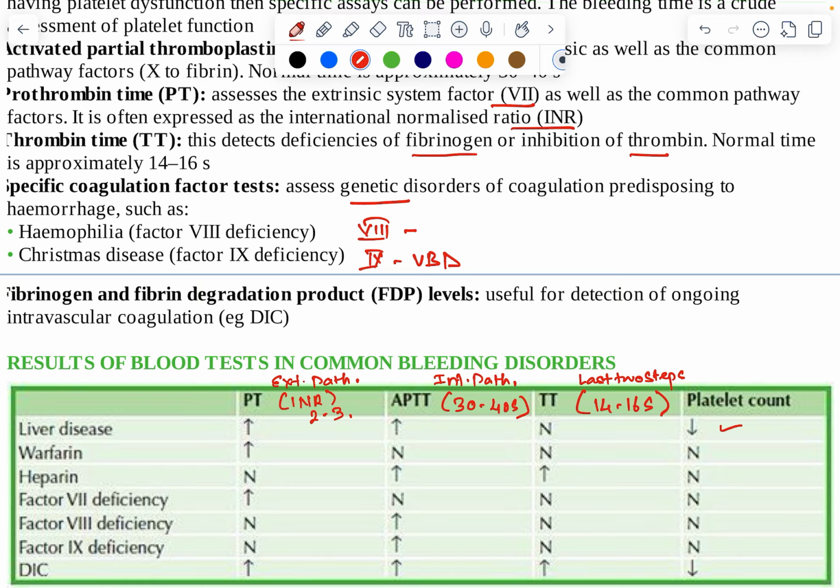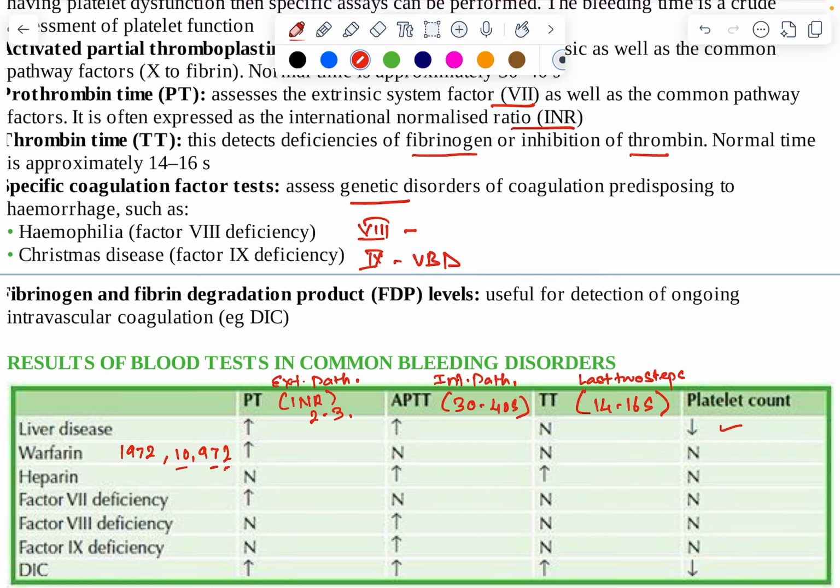And platelet, okay. So whenever you are giving warfarin, warfarin is basically acting on the extrinsic pathway. So that's why warfarin is acting on factors 10, 9, 7 and 2. So the major ones are 10, 9, 7, 2. 2 is prothrombin, converted to thrombin, which activates fibrinogen to fibrin. So this is the last stage.